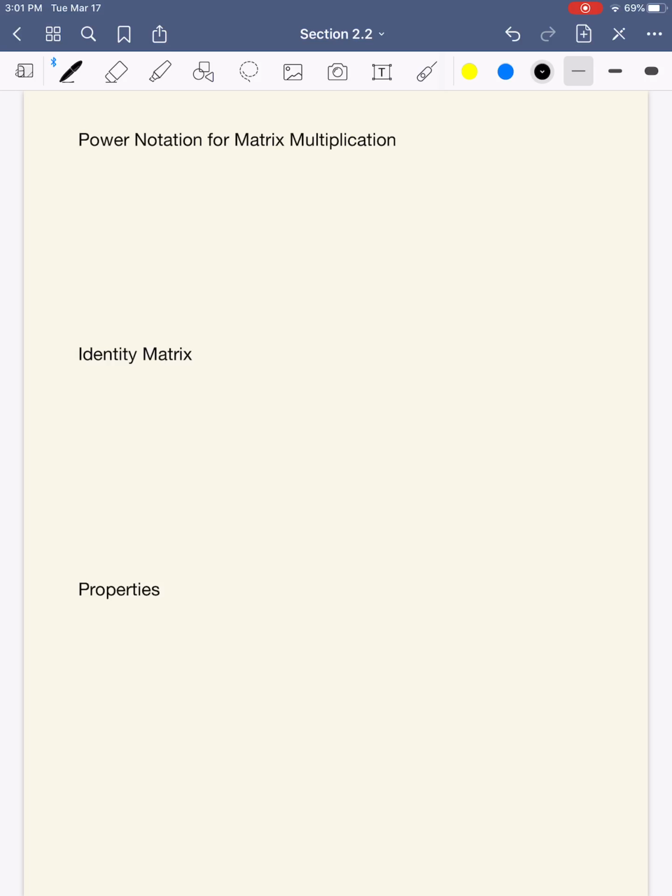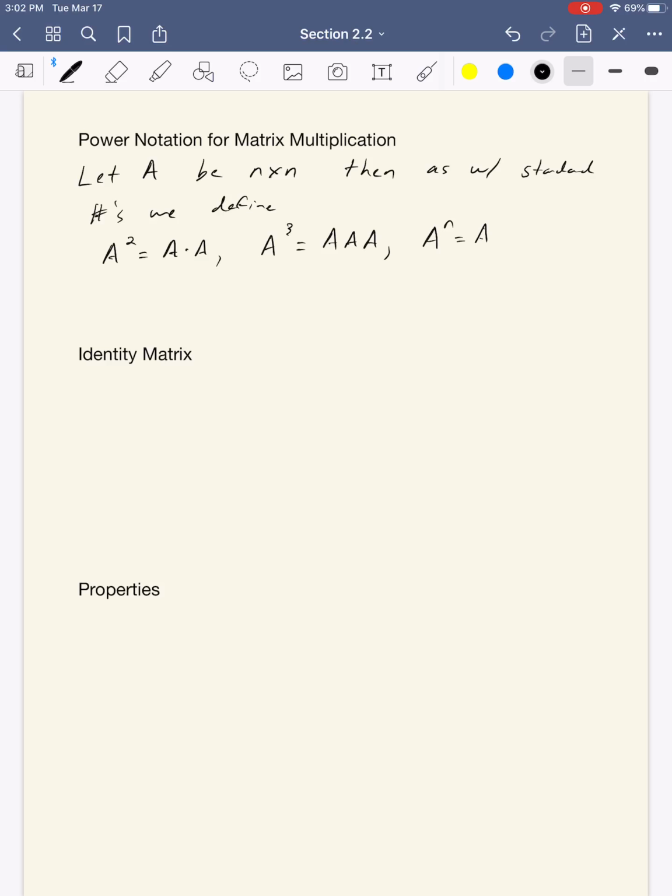So sometimes you will see power notation for square matrices. Keep in mind, let A be n by n. Then, as with standard numbers, we define A squared to mean A times A. Something like A cubed is A times A times A. And A to the n is A times A times A, where those multiplications are repeated n times.